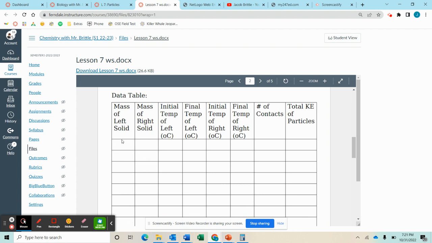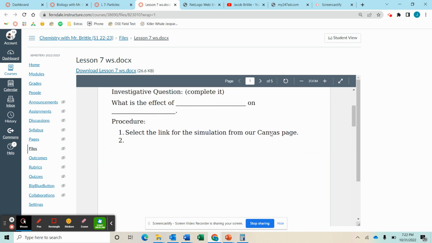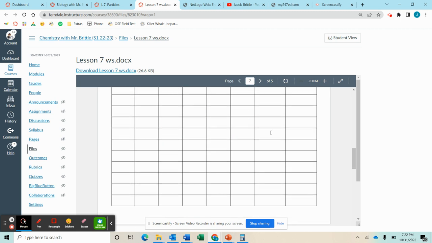Like, say you want to change the mass, you might have a mass of, let's say, 10 on the left, and it's going to be 10 all the way down because you want to stay consistent. And then maybe the right solid is the one that you're changing. So you can start with 10 and then 20 and then 30 and so on. So let's go back up here. It's really up to you. And you get to explore around and play around with it.